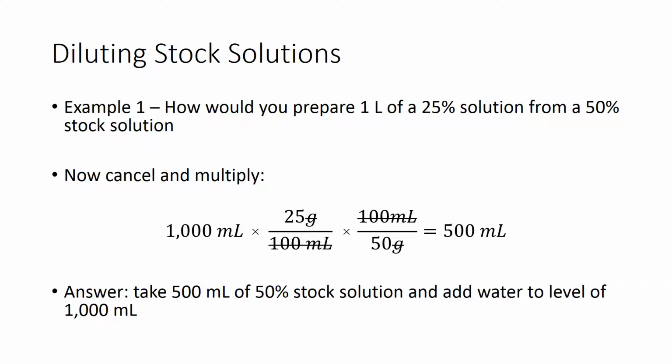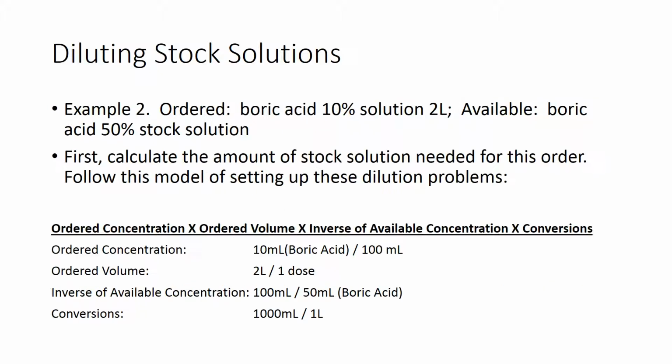So again, we start with 500 milliliters of the 50% and add additional water to make it 1,000, or 1 liter. So in our next example, we have an order from the doctor that says we need a 10% boric acid solution in 2 liters. And our available boric acid solution is a 50% stock solution. So we need to calculate the amount of stock solution needed for this order.